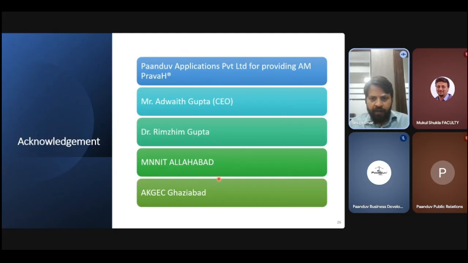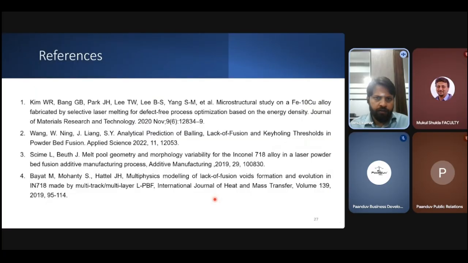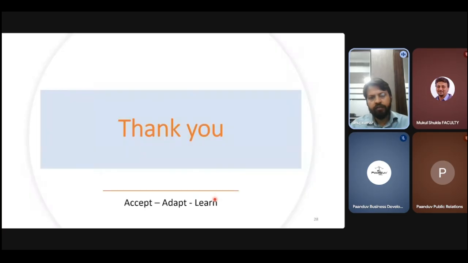We are at MNIT as well as at AKGC, working in the additive manufacturing field, whether it is physical printing, simulation or modeling, or applications of machine learning and deep learning in additive manufacturing. And these are a few references of these studies.